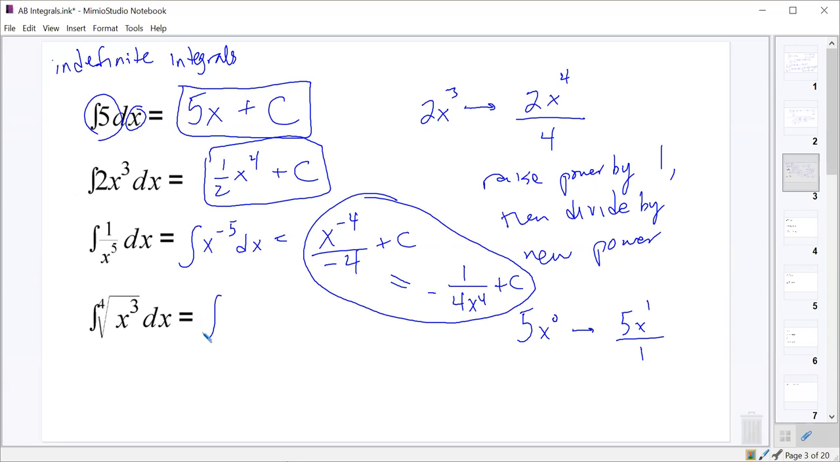And what about this one? This one could be done with the power rule. This is x to the 3/4 dx, right? Power over root. And so what would that become? That should become x to the 7/4 divided by what?